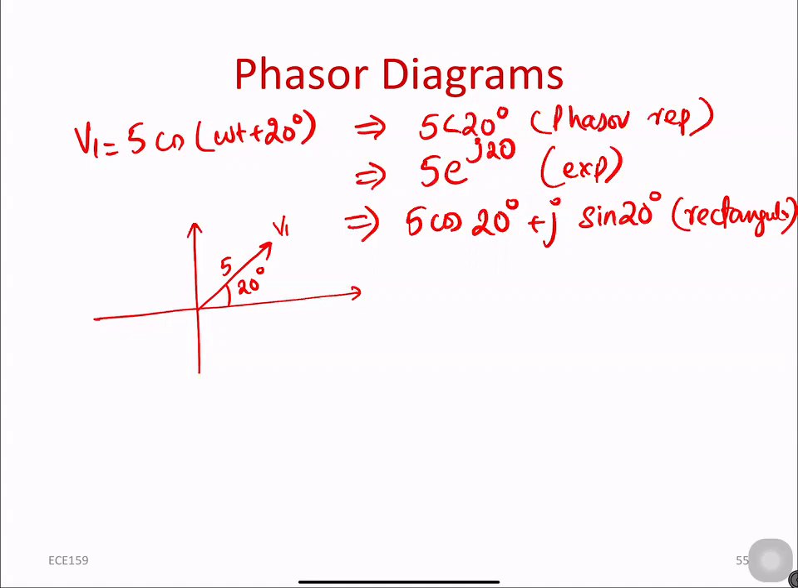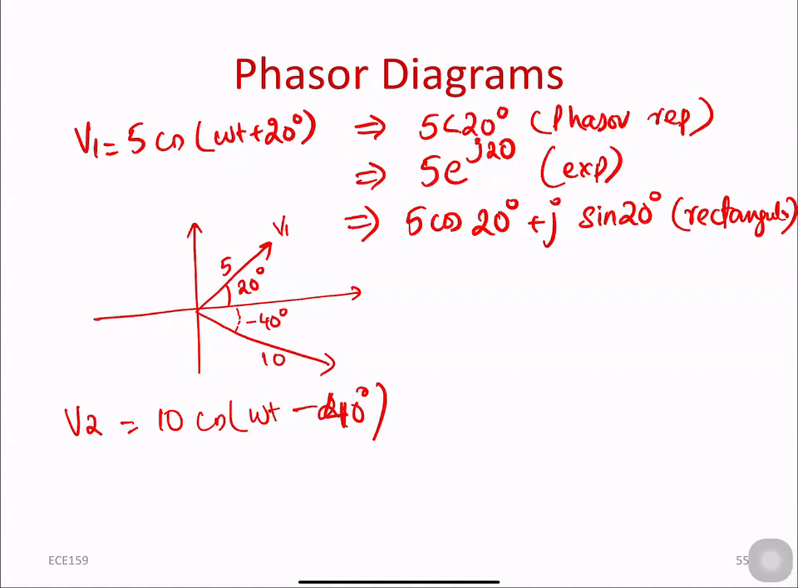So let's say I have another voltage, which is V2, which has a magnitude of 10, but an angle of, let's say, minus 40 degree. So I can write this one as minus 40 degree as an angle and 10 as a magnitude, right?